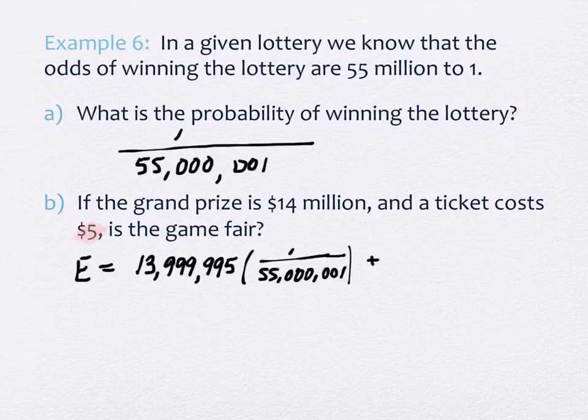All right, then we've got the value of losing. So what's the value of losing? -5. And what's the probability of losing?